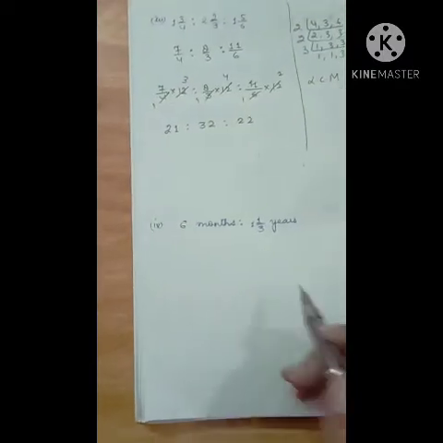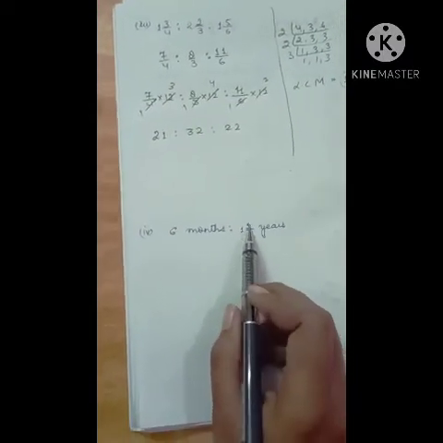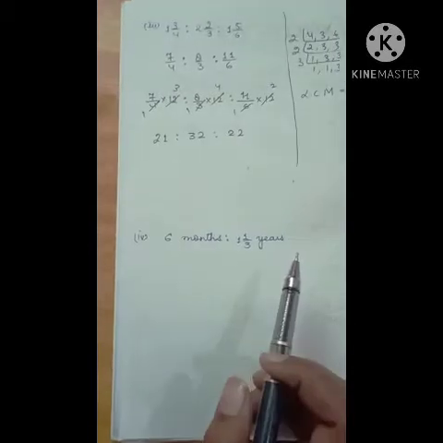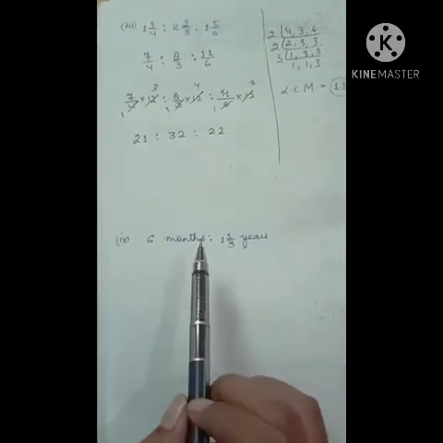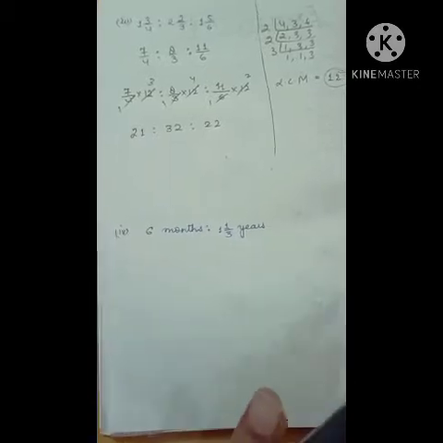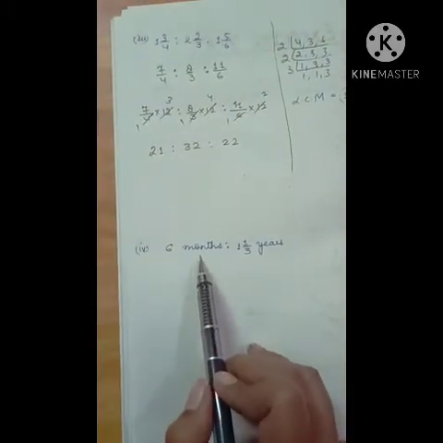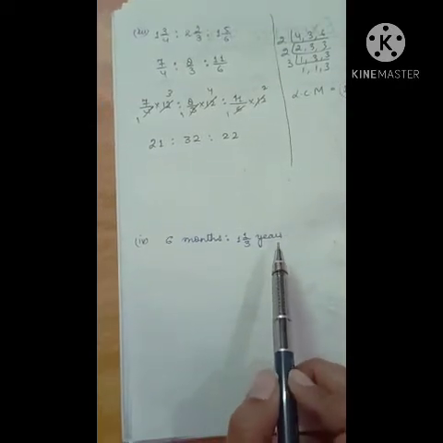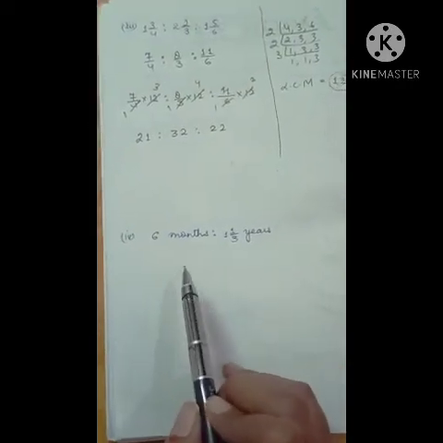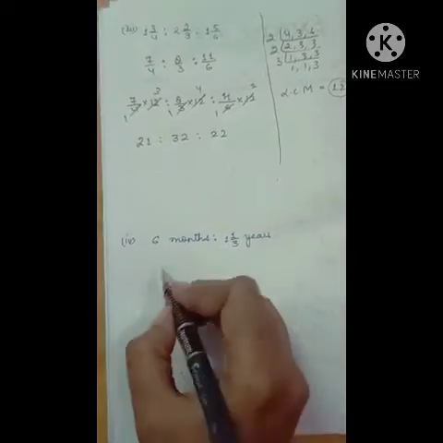This next question, 6 months and 1 whole number 1 upon 3 years. Remember children, ratio is the comparison of the same kind, right? It means the same unit. Here the unit is months, here it is years. So first we convert this into months and then we can change this into simplest form.